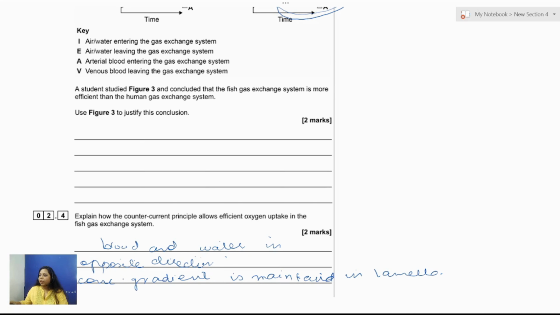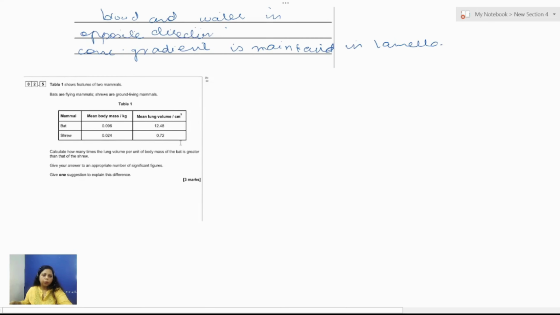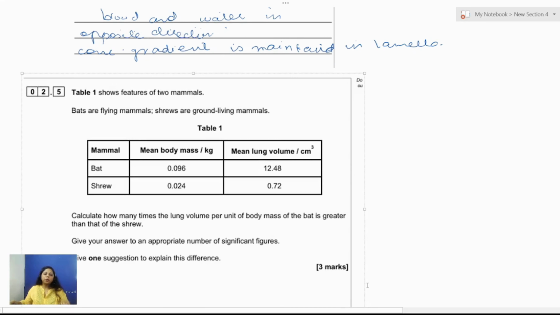So the next question. Okay, calculate how many times. Wait, let me first of all copy it. Okay. Table 1 shows the features of two mammals, their mean body mass is given, and according to that the mean lung volume is given. So what they've said is calculate how many times the lung volume per unit of body mass of bat is greater than that of shrew.